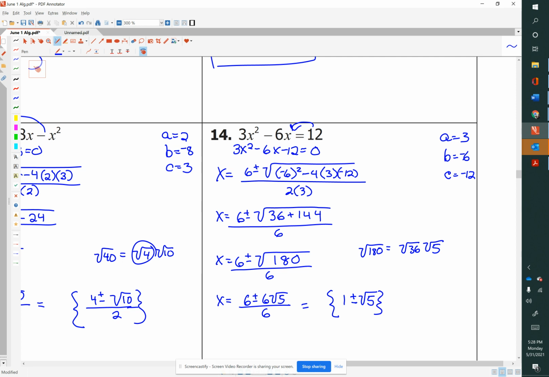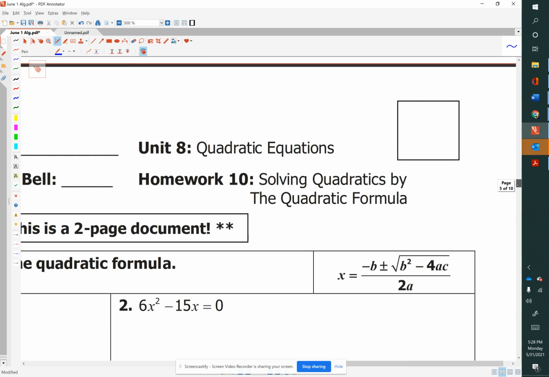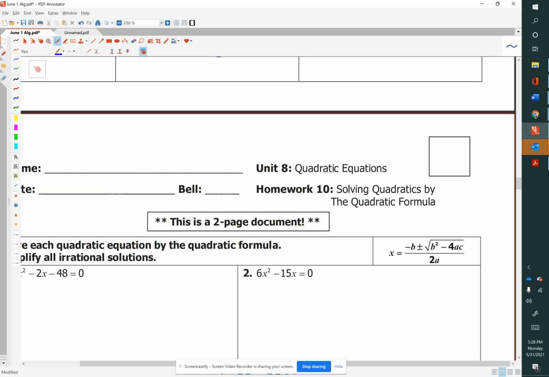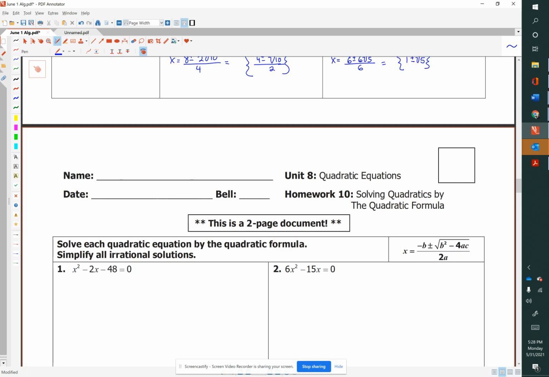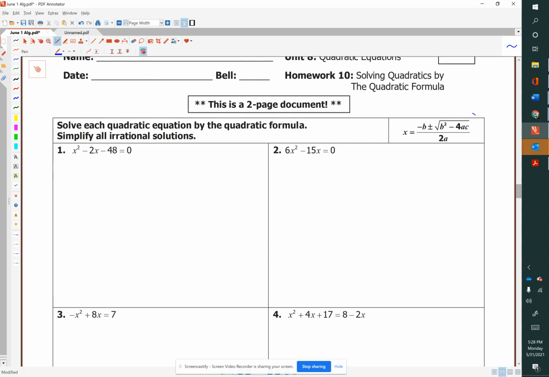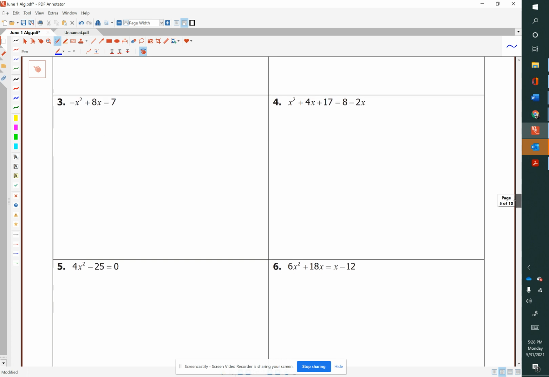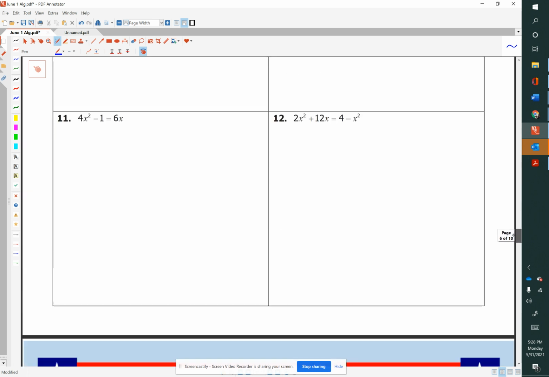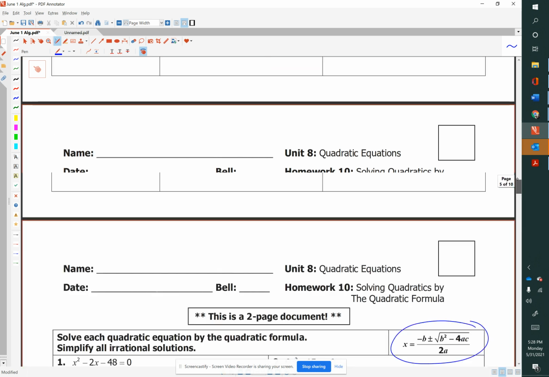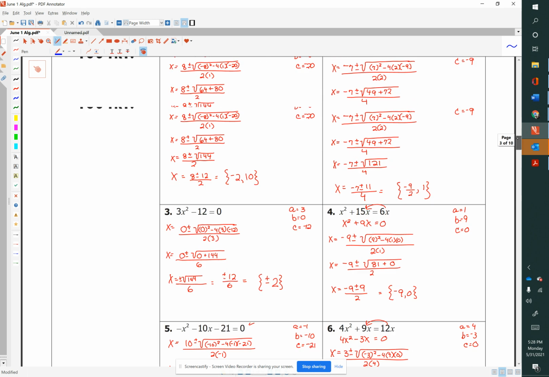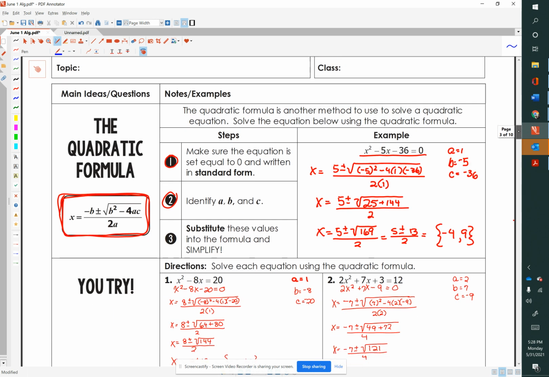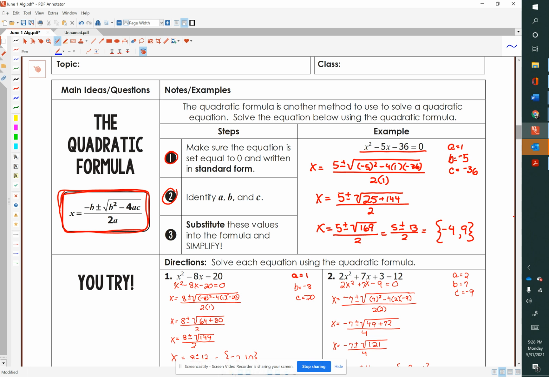So for homework, I'd like you to try a few of these. We've got 2 pages for you to get some practice. Here's your quadratic formula right there for reference. Be sure to use parentheses and be sure to make your substitutions and your evaluations very, very carefully. Go back over the ones that we practiced in class. And remember, as always, with practice, you'll be great.